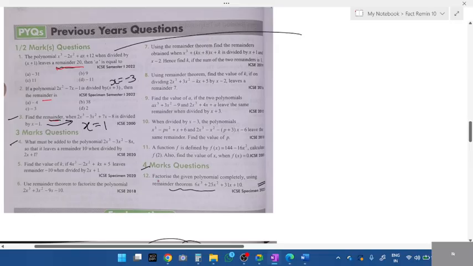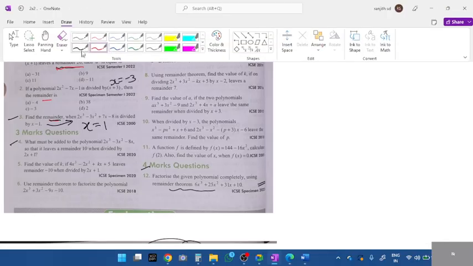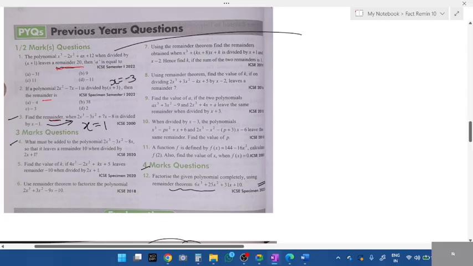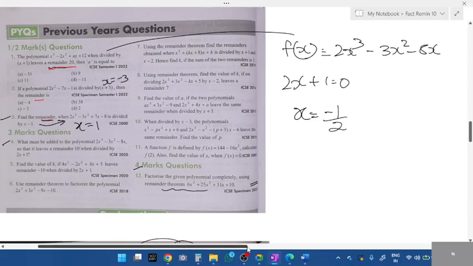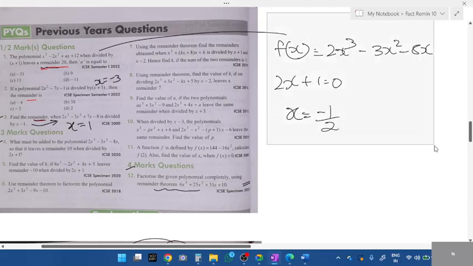Okay, then all those are similar. This is a bit different. Third question. What must be added to the polynomial so that it leaves remainder 10 when divided by this? If you're getting confused, what you do, first take f of x, students. F of x is 2x cube minus 3x square minus 8x. And the divisor is 2x plus 1 is equals to 0. What is x value? If we shift it, minus 1 by 2. Minus 1 by 2, students.